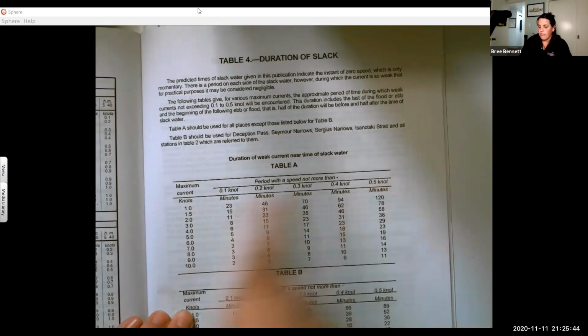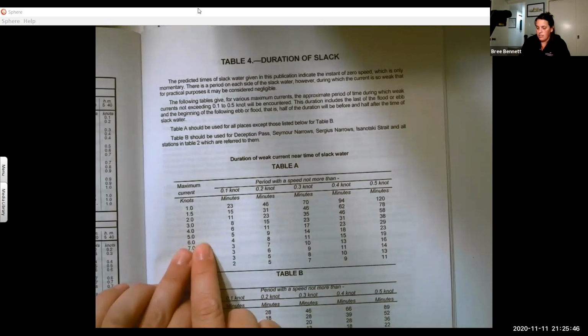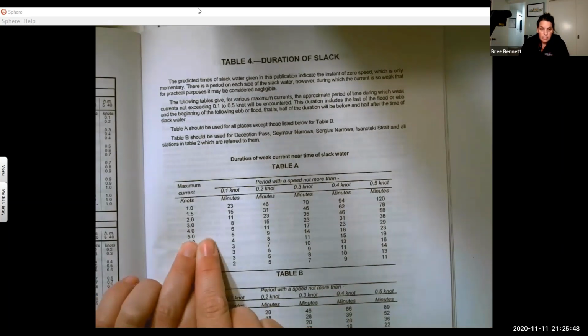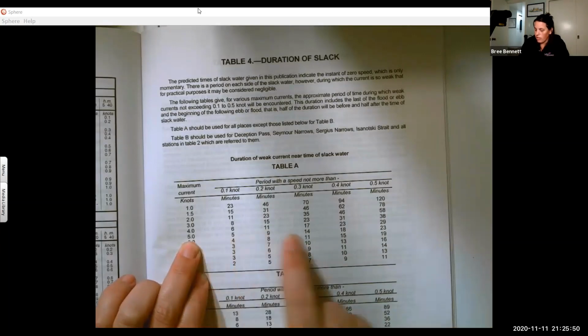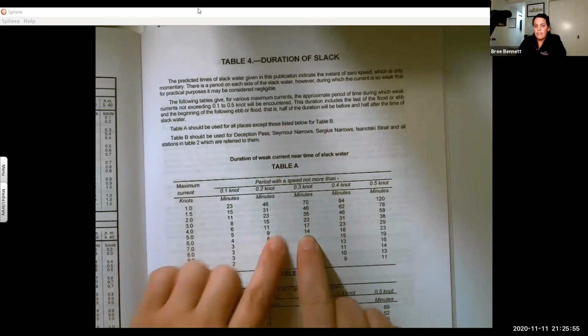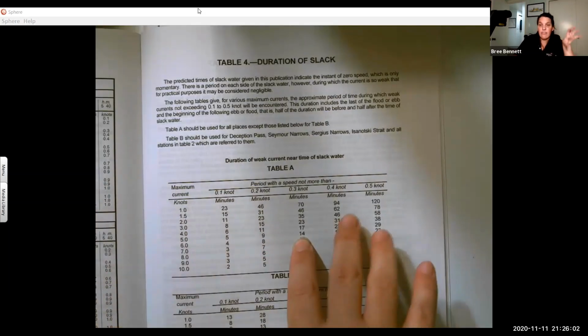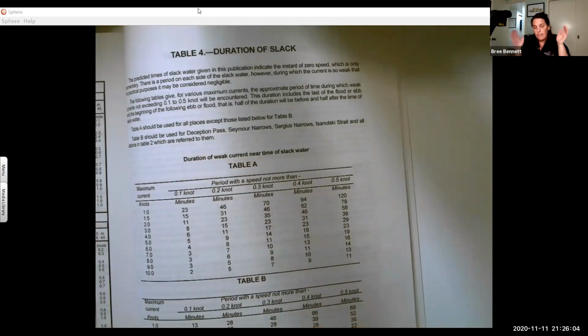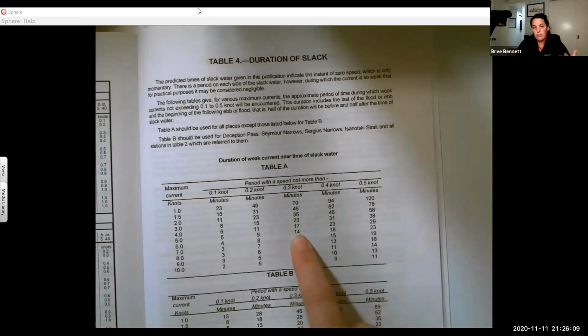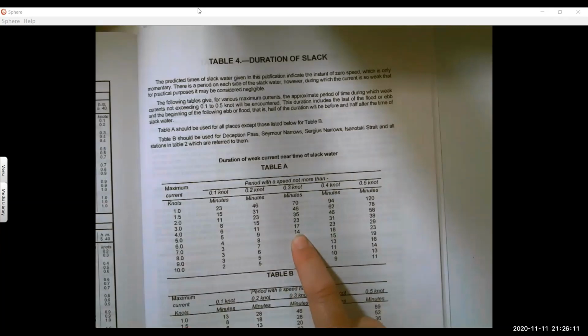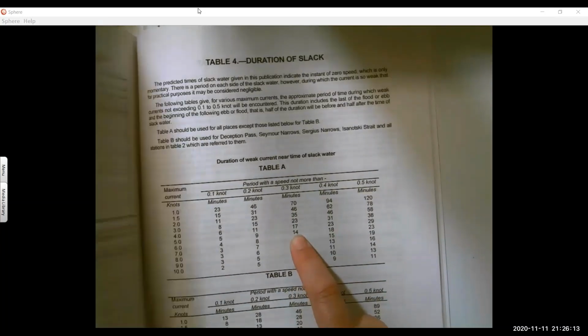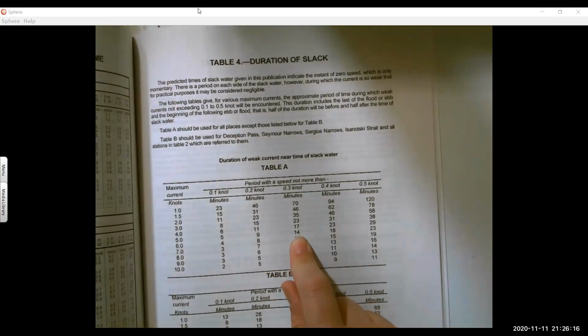So if the maximum current is 5 knots, and you're looking for your 0.3, you have a 14-minute window. Whatever time you got from tables 1 and 2, you add 7 and subtract 7. So you have this 14-minute window when your current is going to be less than 0.3. So that time is the middle of this duration? Correct.